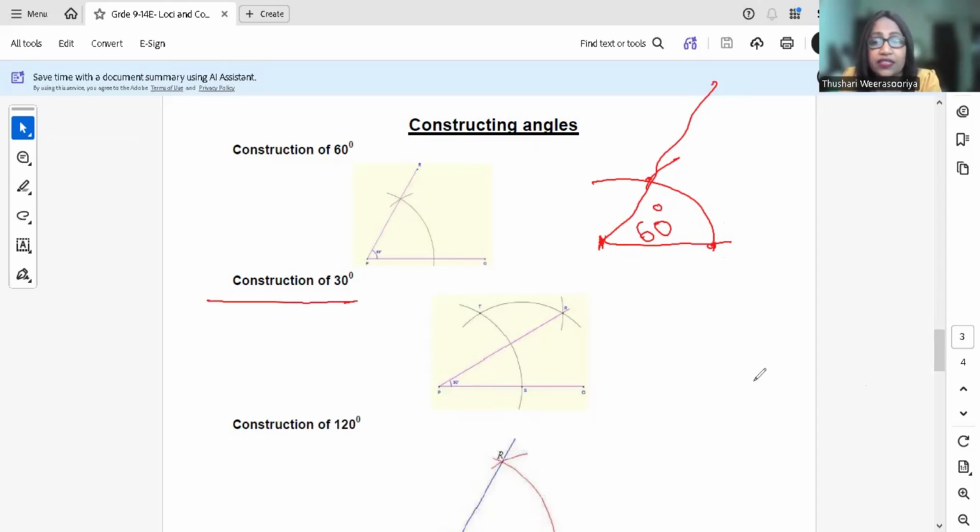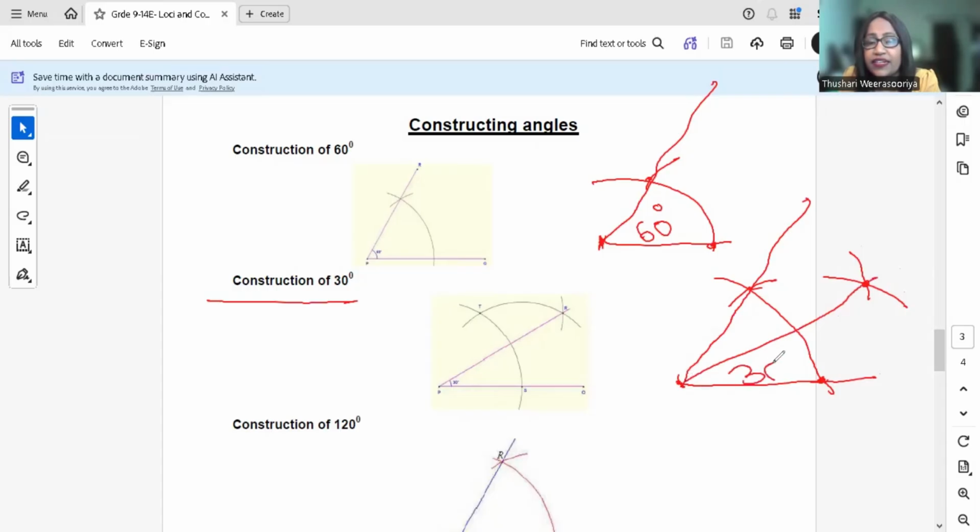How are you going to construct 30 degrees? You construct 60 and bisect. How do you construct 60? Keep the compass point here, draw an arc. And without changing, keep the point and draw another arc. This is 60 degrees. Now you bisect this angle. You have already drawn the arc, no need to draw another arc. If you want, you can draw another arc, otherwise you will use that. Okay, keep the compass point here, and keep the compass point here, and join this point to this point. There you get 30 degrees.